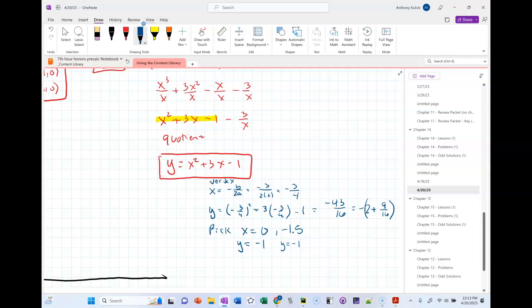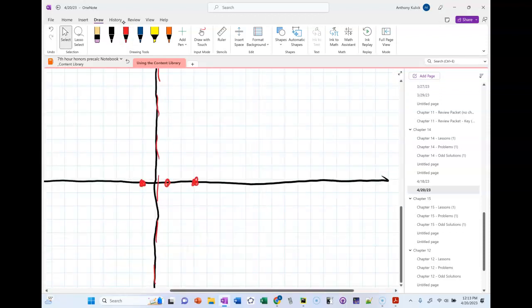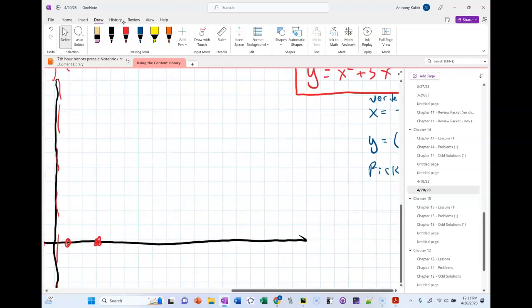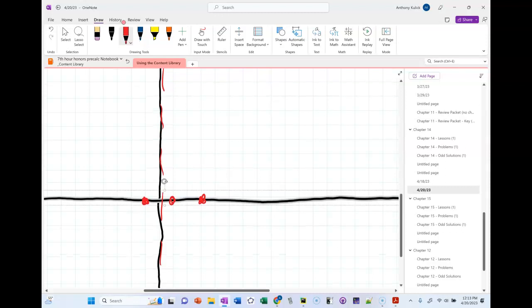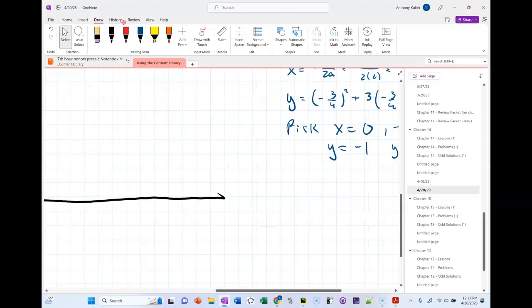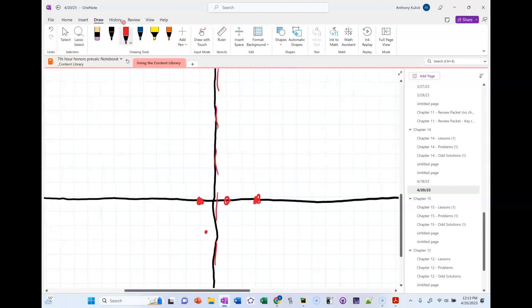Do I have to pick my x's that way? No, man. But I get a free calculation. And boy, I like that. I don't have to do any extra hard thinking here. All right. So let's plot those other two parts. So I have negative 3/4 and then negative about 2.5. And then I have negative 1.5, negative 1. And then 0, negative 1.